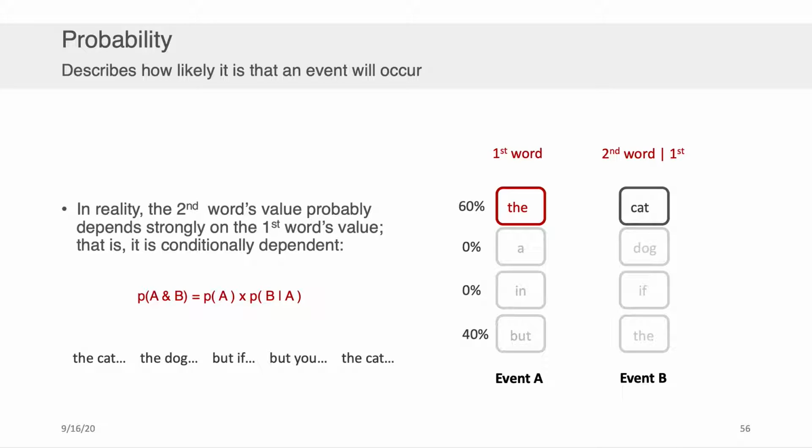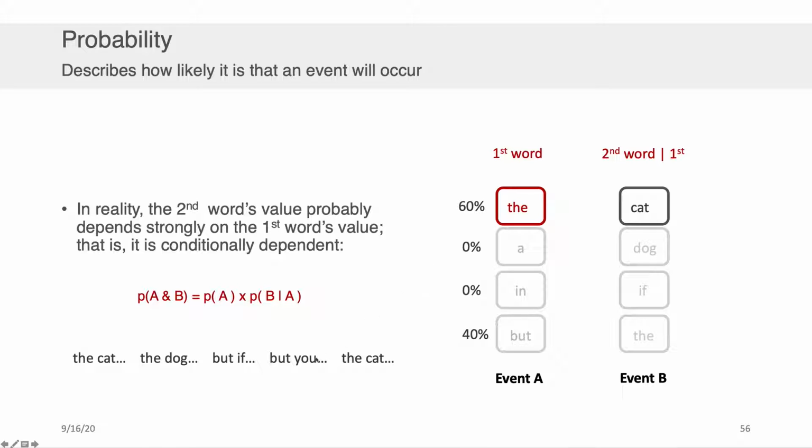But that is naive, right? Because in reality, the second word's value probably depends very strongly on the first word's value. That is, the probability of A and B is not just the probability of A times the probability of B, but it depends on the probability of A times the probability of B given whatever the word A was.